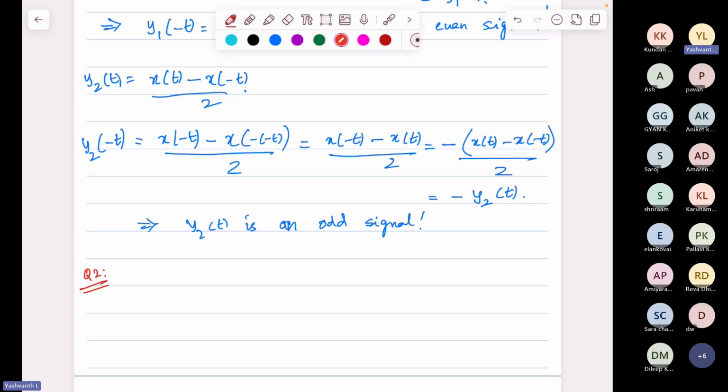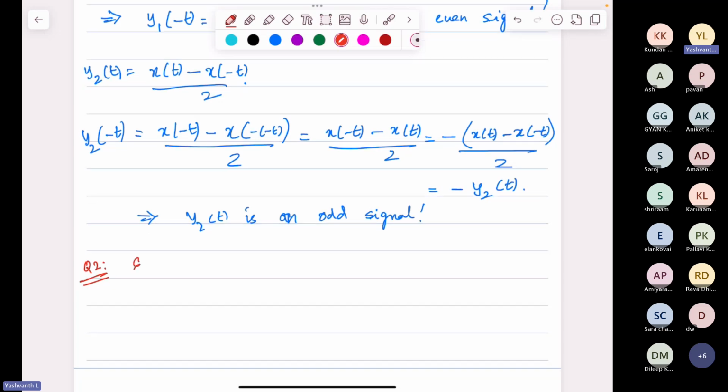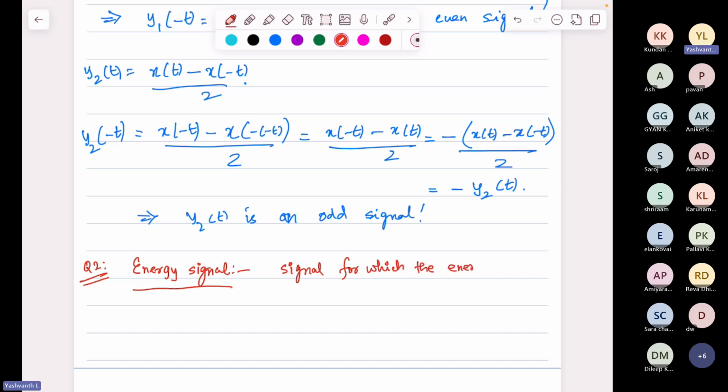Now quickly let's recollect what we told about energy signal. Sorry, we did not talk about an energy signal; we only talked about the energy of a signal. I'll tell you what an energy signal is. A signal is said to be an energy signal if the energy is finite. These types of signals are called energy signals.